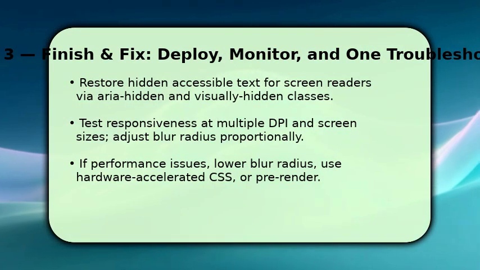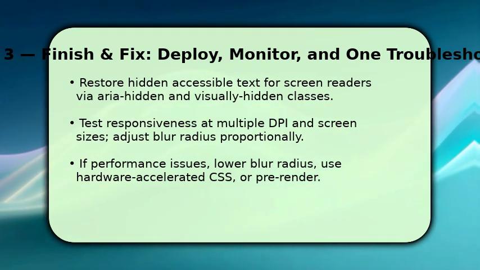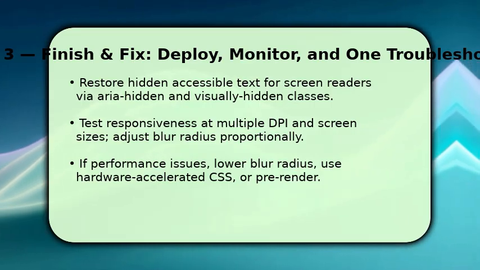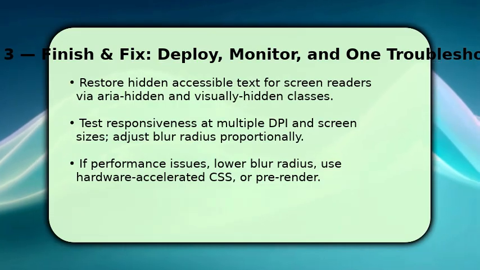To finish, make sure you preserve an accessible copy. Keep text in the DOM with aria-hidden on the blurred element and a visually hidden readable copy available to assistive tech. Once done, test across devices and device pixel ratios.